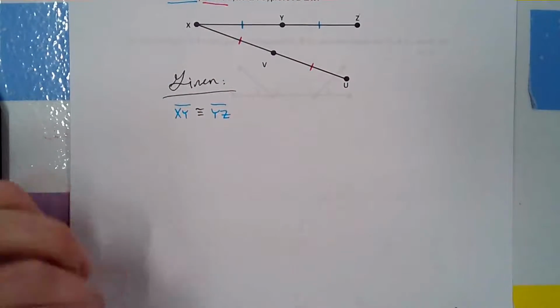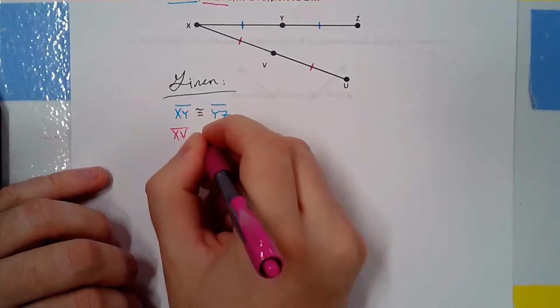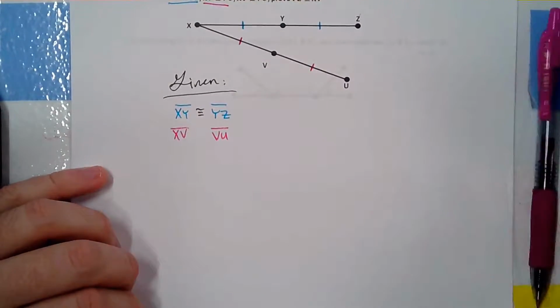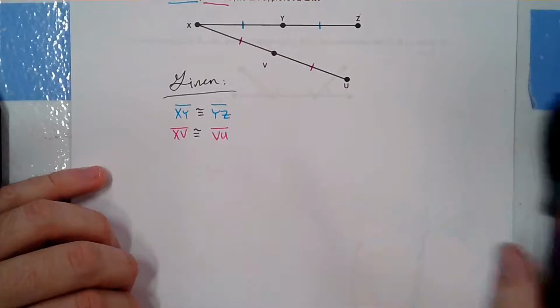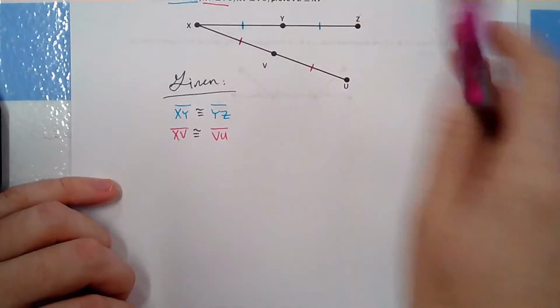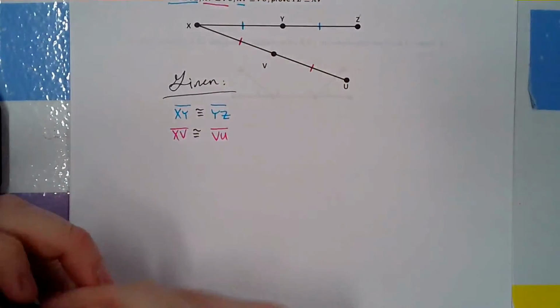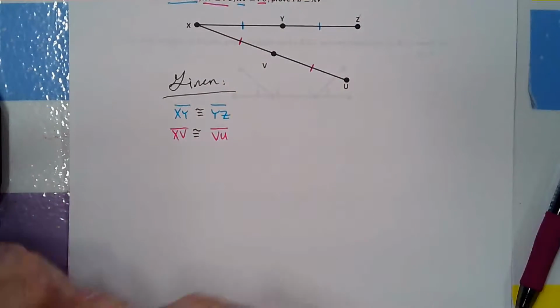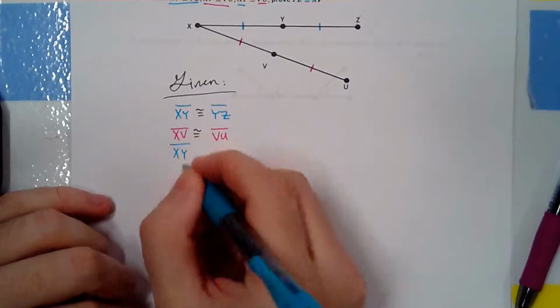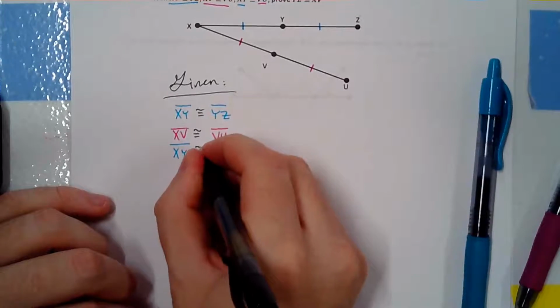And we're given that XV is congruent to VU. And then we're given that XY is congruent to VU. Again, this is why colors are nice, because letters are just mumbo jumbo to me.